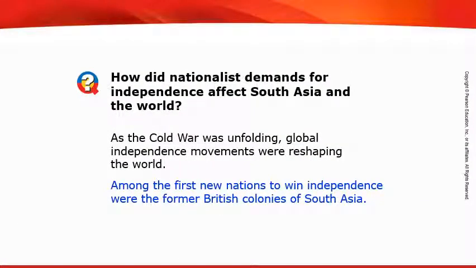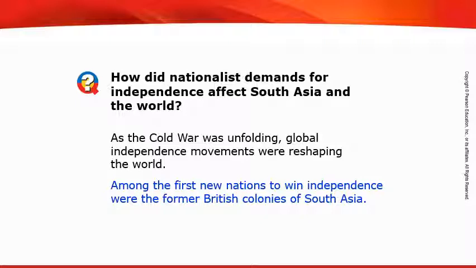Our first question here is: how did the nationalist demands for independence affect South Asia and the world? First of all, you must know that during World War One, the British used India to fight the war in Europe. Indian soldiers fought with the hope that they would get the trust of the British and ultimately get independence. But all the Indians had to fight for their independence following World War Two.